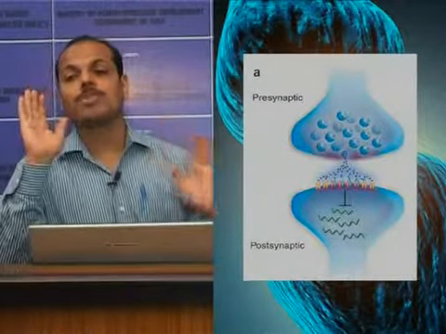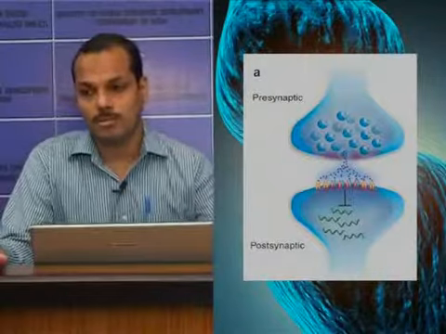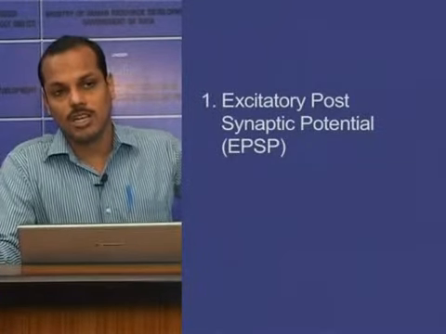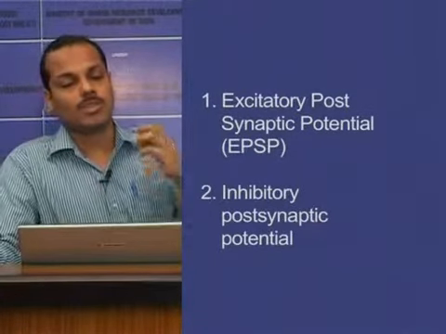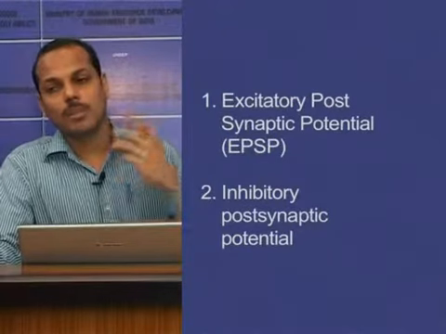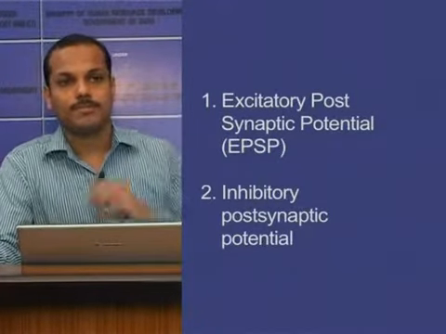Now, the synaptic potential may be of two types. Once the chemical transmitter acetylcholine is released and the receptors get activated, the receptors will combine with it and there will be production of a synaptic potential. There are two types of synaptic potential usually produced. The first one is an excitatory postsynaptic potential, and the second one is an inhibitory postsynaptic potential. So, a synaptic potential is created. It may be excitatory or inhibitory.